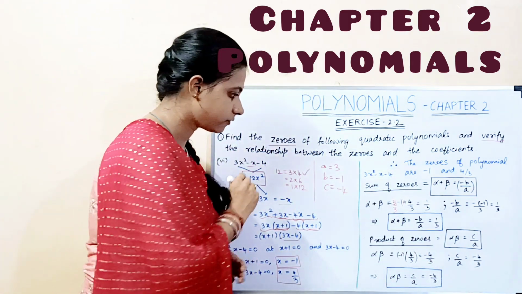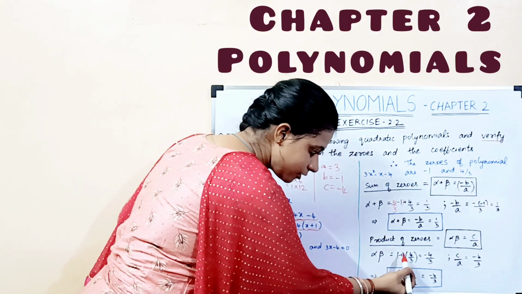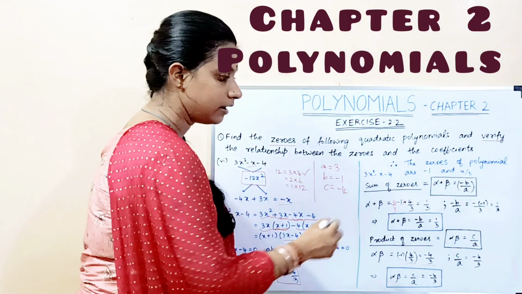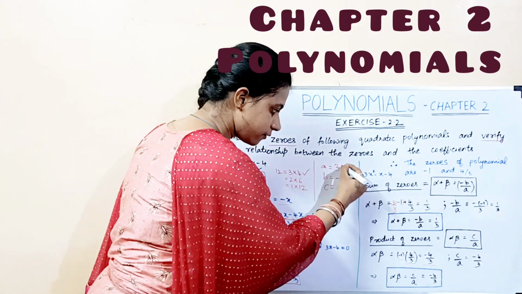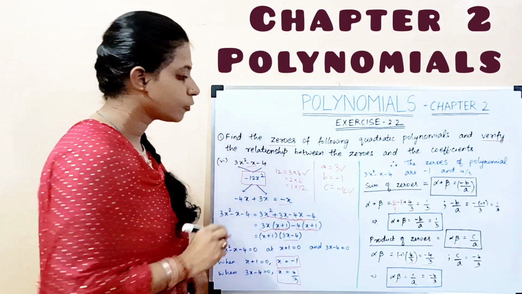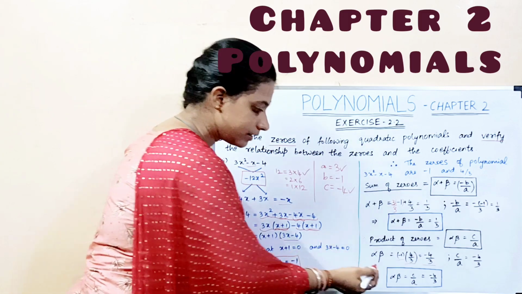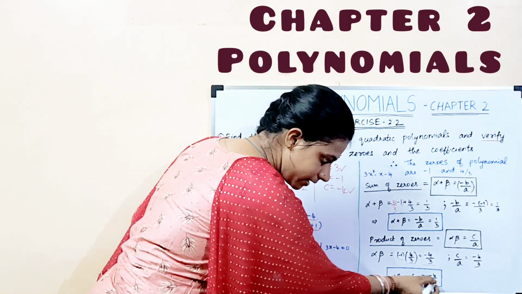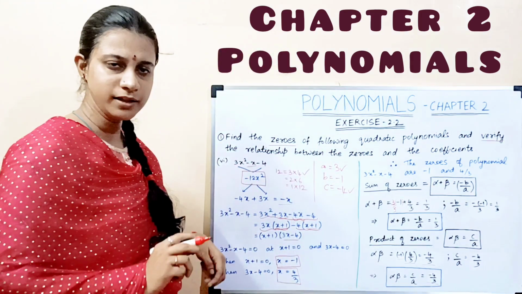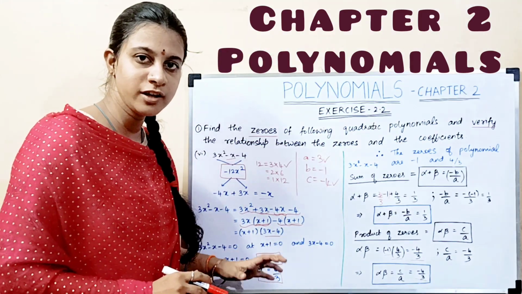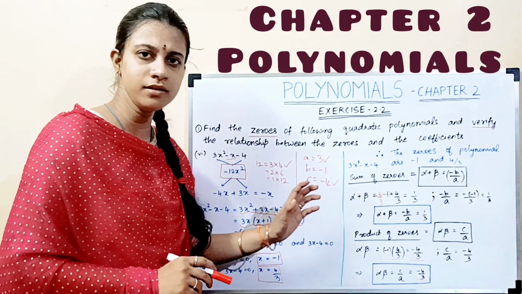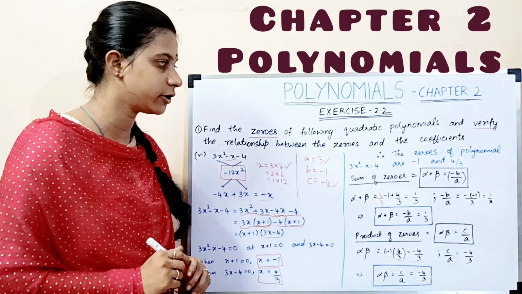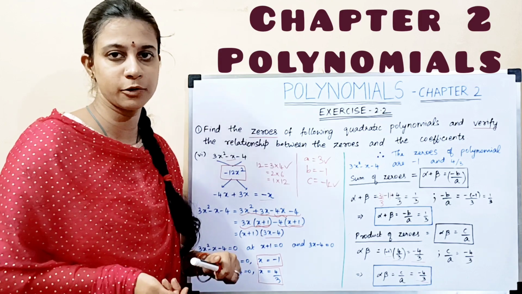Now coming to product of the zeros, we will multiply the zeros, that is minus 1 into 4 by 3. So we get minus 4 by 3. Coming to c by a, c is minus 4 and a is 3. So we will get minus 4 by 3. Thus we get the product of the zeros, that is alpha beta equal to c by a equal to minus 4 by 3. Thus we have proved the relationship between zeros and the coefficients of the polynomial, the first question of this exercise 2.2. Now let's move on to the second question.